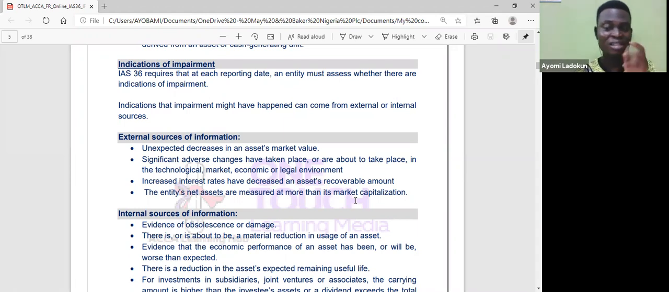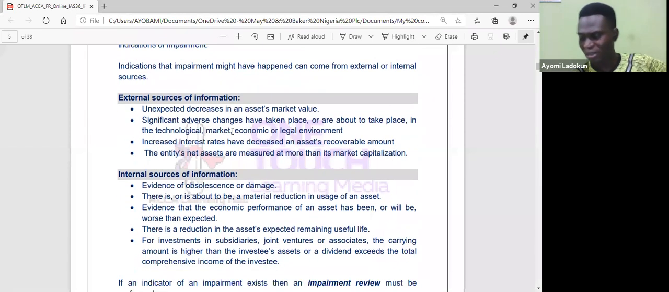Number 3, asset classified as held for sale. Number 4, intangible assets during the development stage. And the last one is asset purchased with a view to resell. So whether or not there are indications of impairment, all those classes of assets must undergo impairment tests at the end of the reporting period. Okay, so we need to understand that.